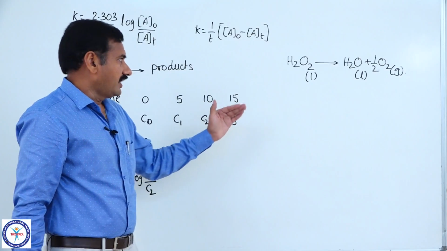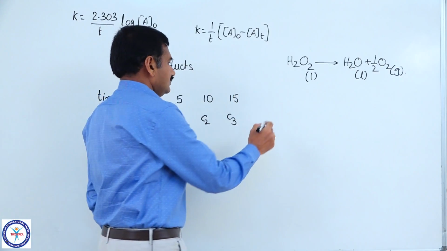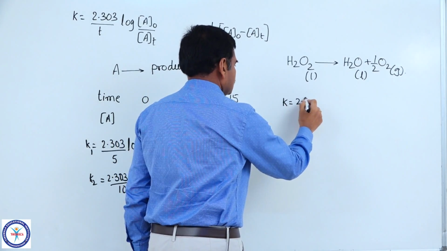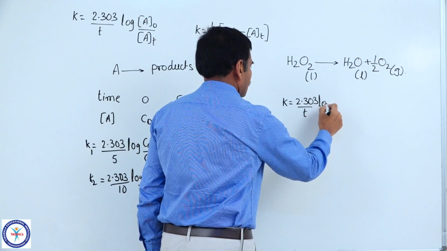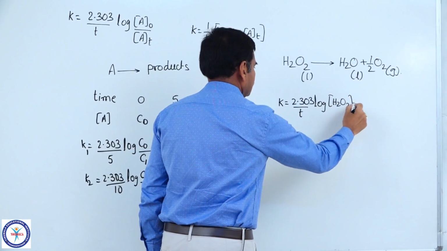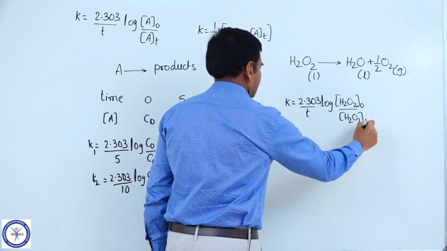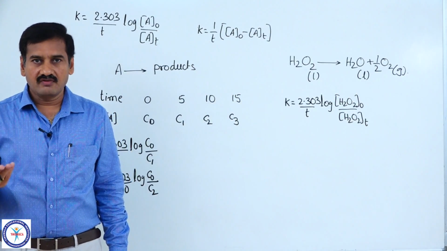In order to find the order of hydrogen peroxide, first of all you have to check with the equation of rate constant for first order kinetics: k = 2.303 by t into log of the H2O2 concentration at time 0 to the concentration of H2O2 at time t. So, how can you find the concentration of hydrogen peroxide?